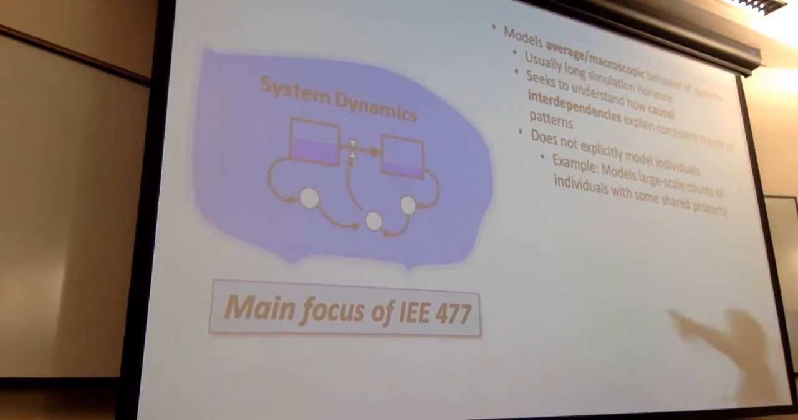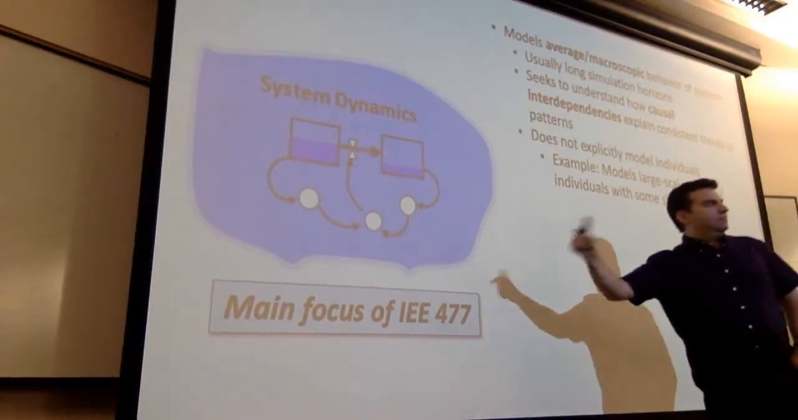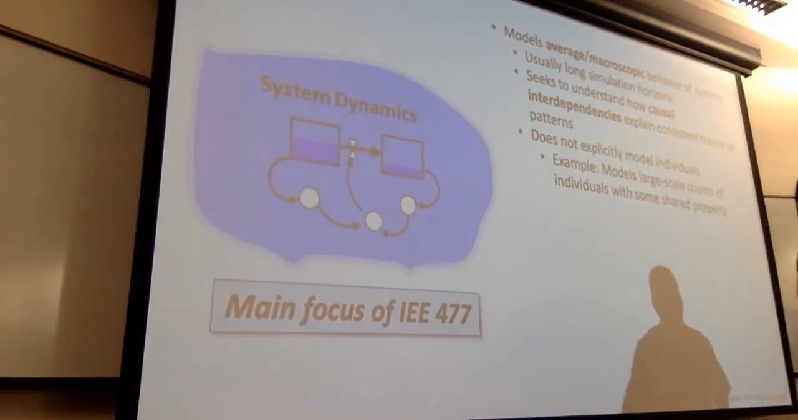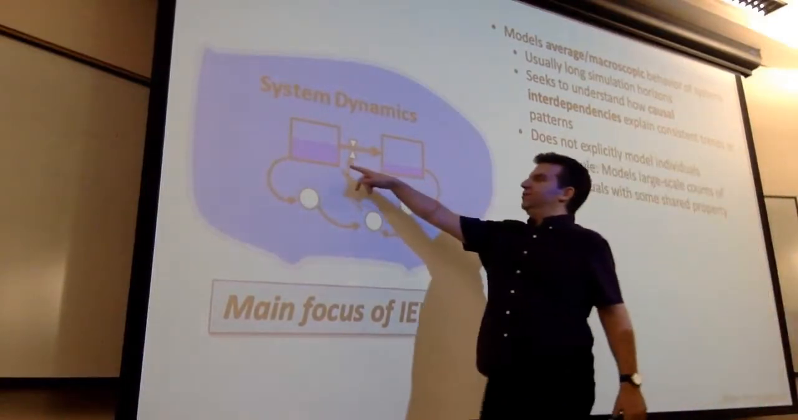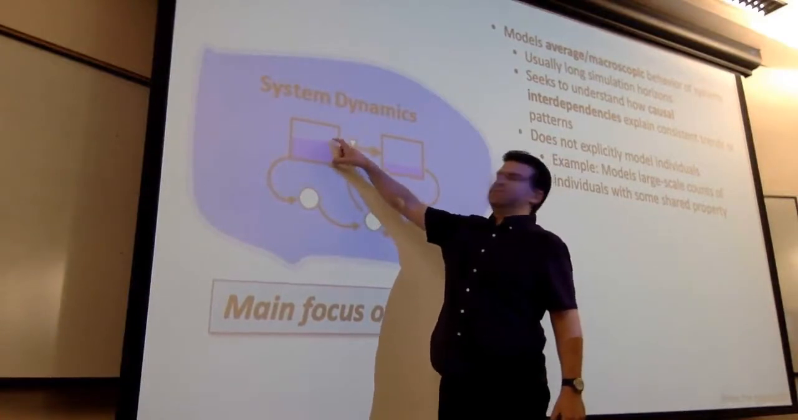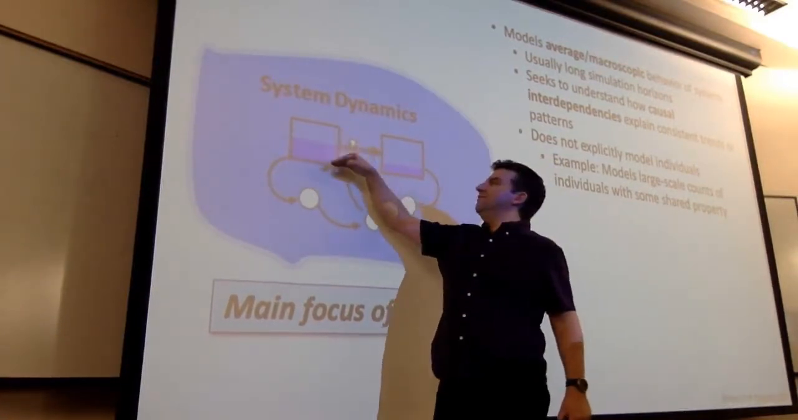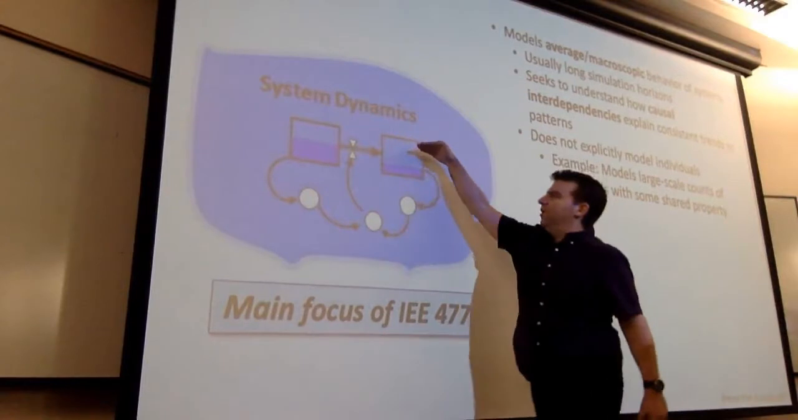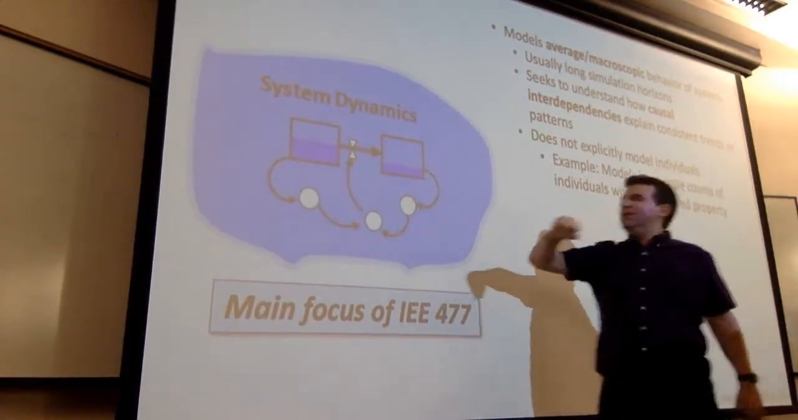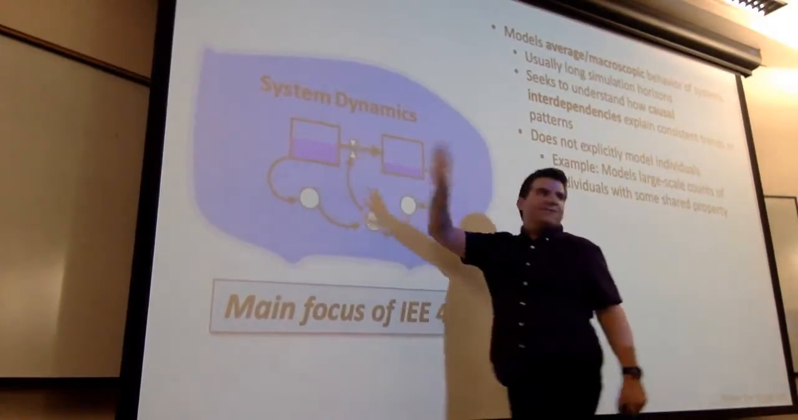So, rather than modeling individuals, like the types of models that we model in this class, where every individual might actually be represented by some entity in your model, here you represent groups of individuals as basically stalks of fluid that fill up little bins or leak out from little bins. And these are called stocks and flows.